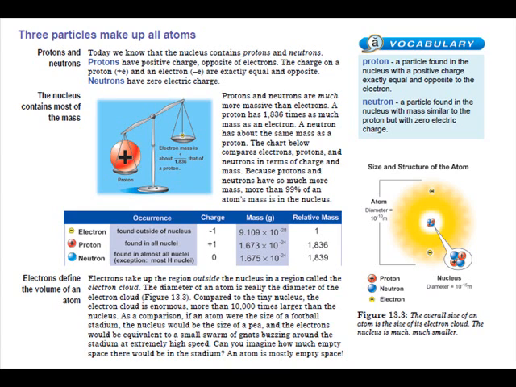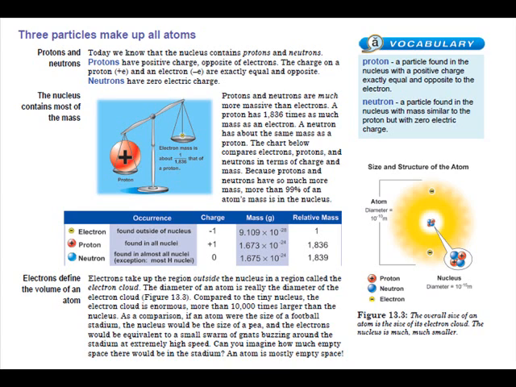Protons and neutrons are much more massive than electrons. A proton has 1,836 times as much mass as an electron. A neutron has about the same mass as a proton. The chart below compares electrons, protons, and neutrons in terms of charge and mass. Because protons and neutrons have so much more mass, more than 99% of the atom's mass is in the nucleus. Electrons take up the region outside of the nucleus in a region called the electron cloud. The diameter of an atom is really the diameter of the electron cloud, Figure 13.3. Compared to the tiny nucleus, the electron cloud is enormous, more than 10,000 times larger than the nucleus.